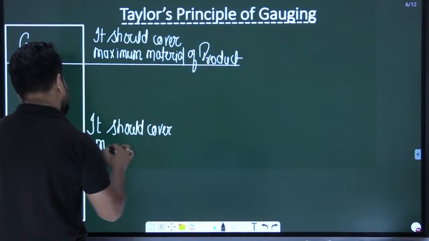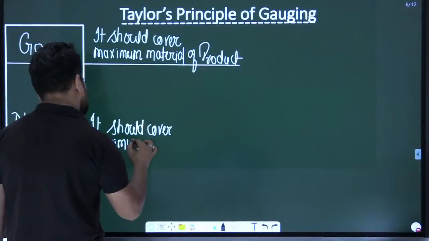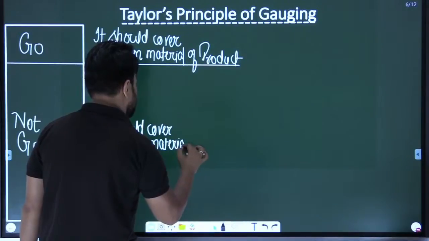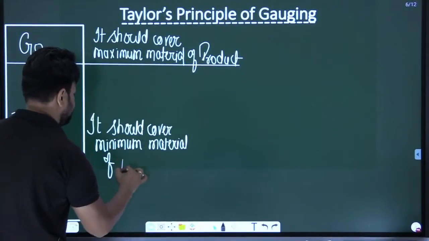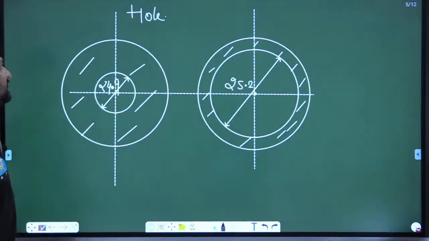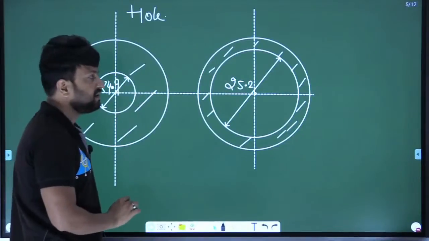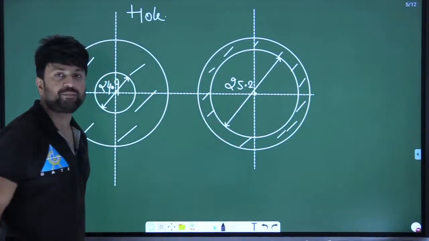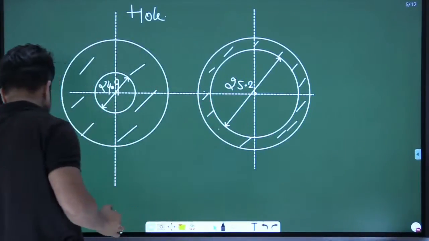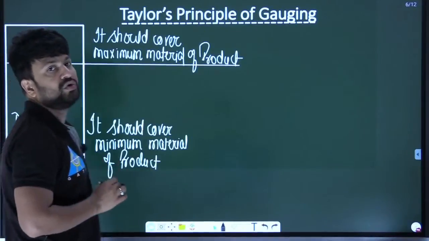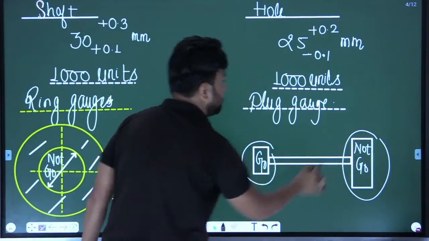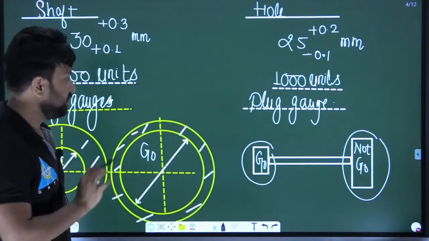minimum material of product, right, of product. Now see, suppose your product is a hole, so where is the minimum material? In 25.2, right? So here you can see the minimum material is there. So my dear student, for not go, that's why the plug gauge not go size is what? Larger. Am I clear? I hope the plug gauge is clear.